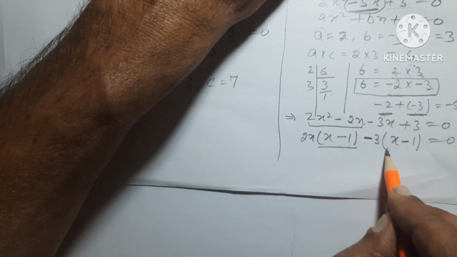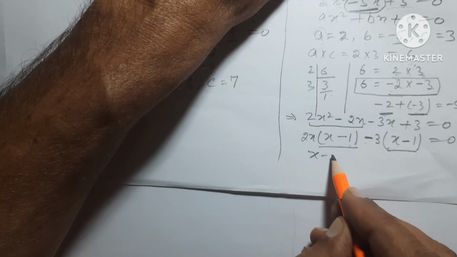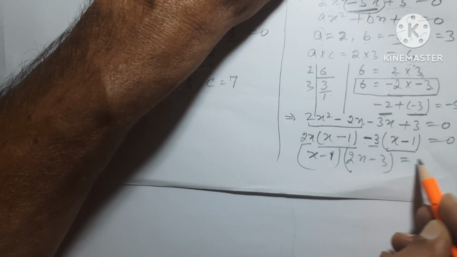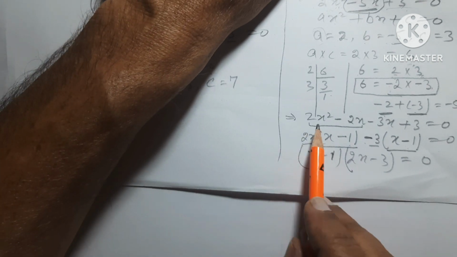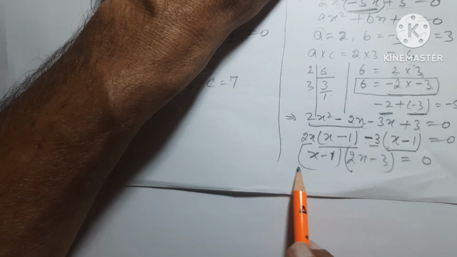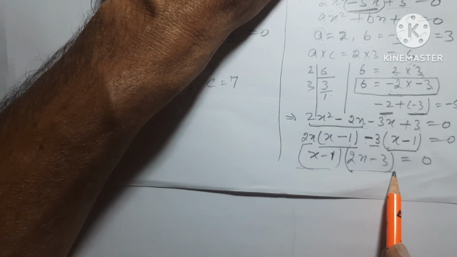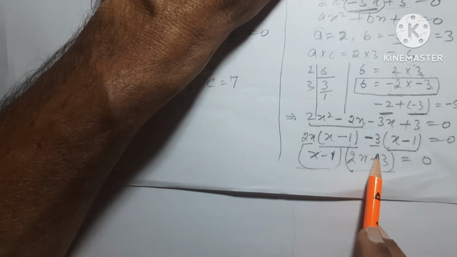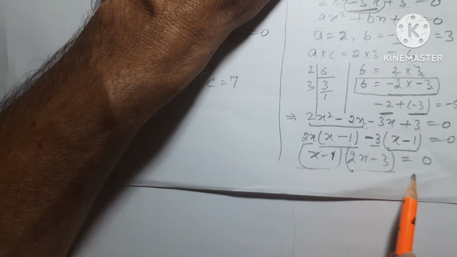Next step will be, this is common in both these terms. So I will write it outside, x minus 1, and then I will put these two in another bracket, equal to 0. Now we have converted this quadratic equation into linear factors. Linear because the degree of x is 1. That is why these are called linear factors.